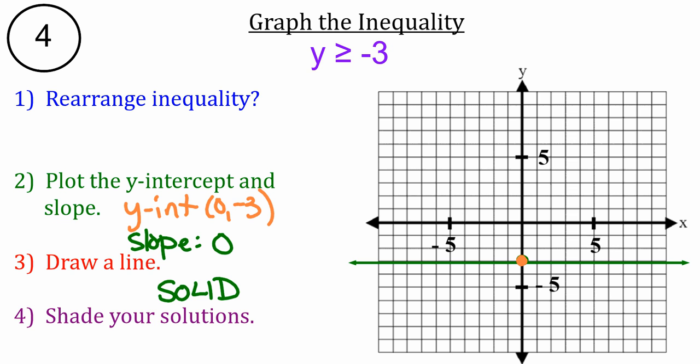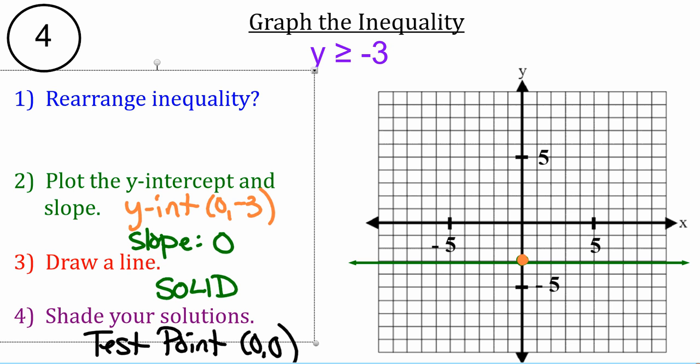Now again, we want to pick a good test point not on the boundary line to see if it's true, because that's where we want to shade. If it's false, we shade on the opposite side because that would be where the true answers are. So again, for us, 0, 0 is not on our boundary. That would be a perfect test point to use.